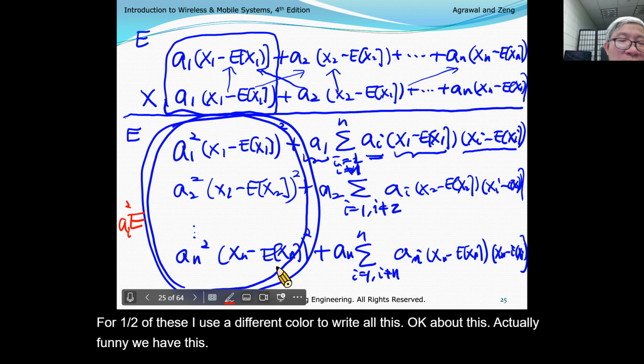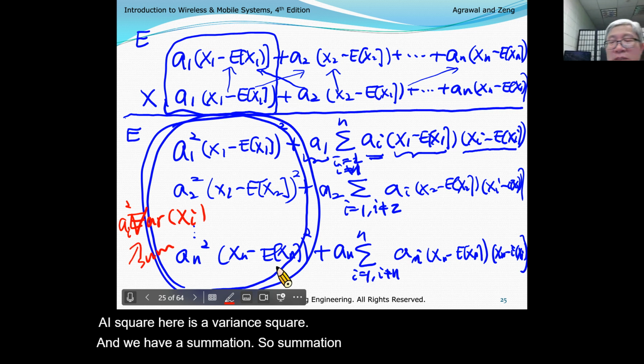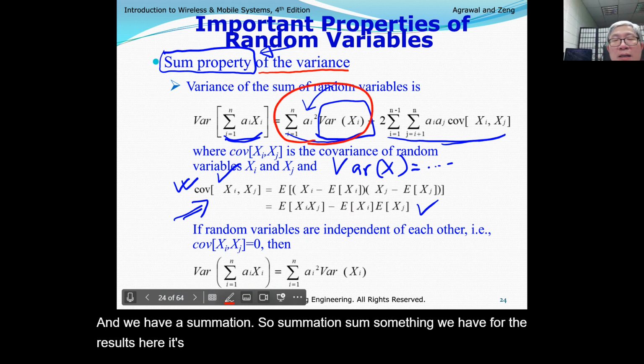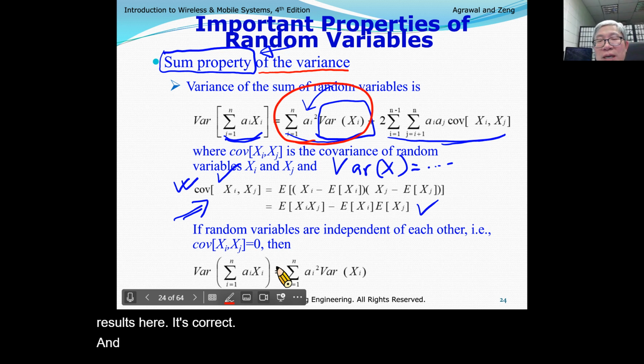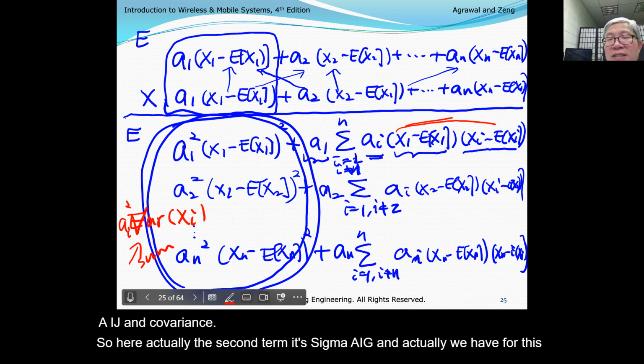ai squared. Here it's variance squared. And we have a summation. So summation, sum, sum, then we have the results here. It's correct. And we have 2 aij and covariance. So here, actually, the second term is sigma aij. And actually we have this one, E. So this is covariance.